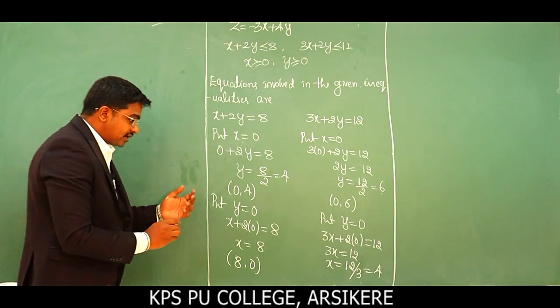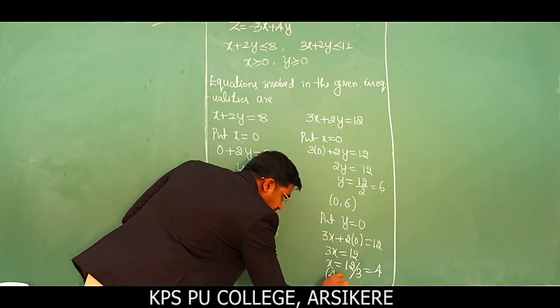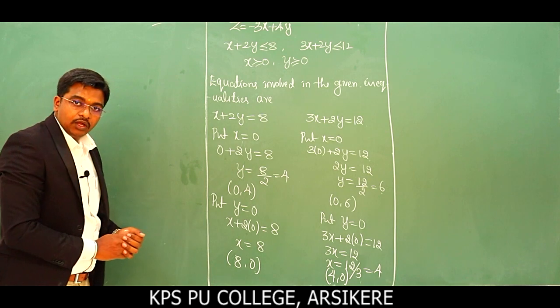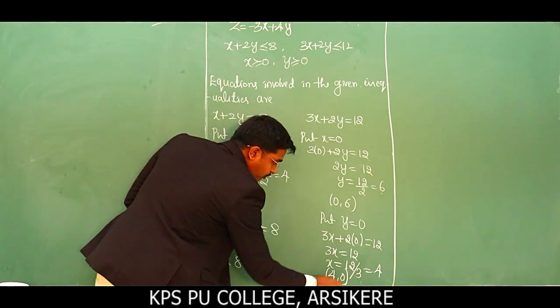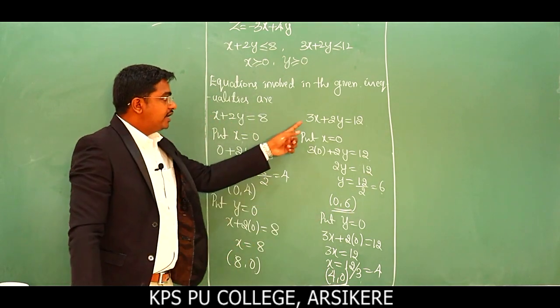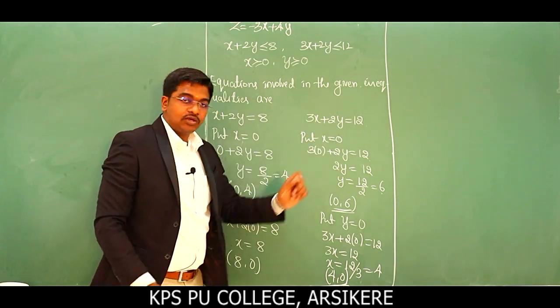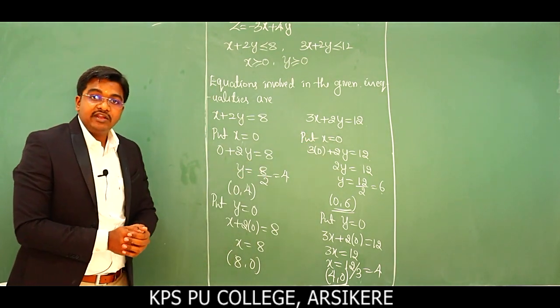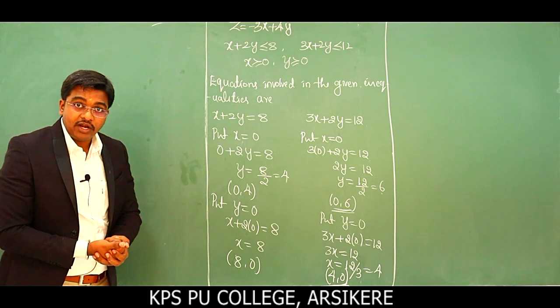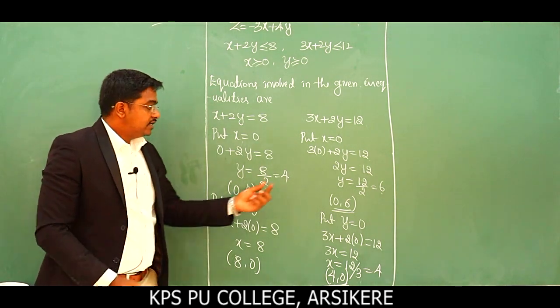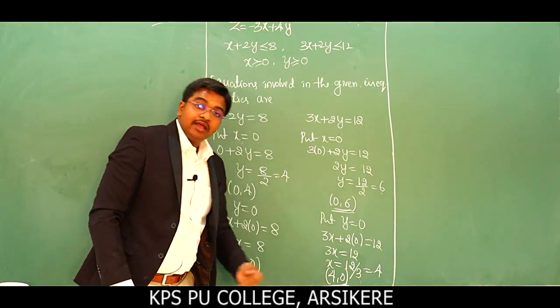Nothing but 4. So what is the corresponding point here? We get 4, 0. So this is one point and it's another point for the equation 3x plus 2y is equal to 12. So they are the points of intersection with the coordinate axes, x and y axis. This is with the y axis and this is with the x axis.